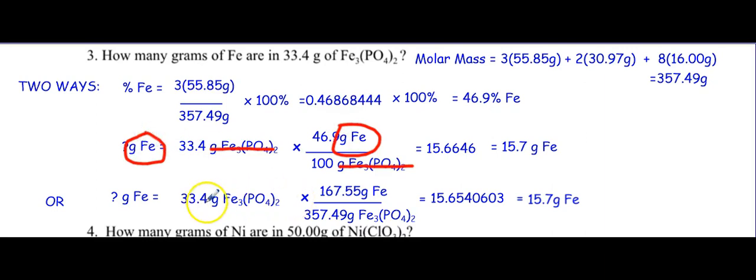All right, notice again, grams of Fe3(PO4)2 cancel out. I have grams of iron left, and that's what I want. So it all works out. Factor labeling is a wonderful thing. All right, let's look at number 4.